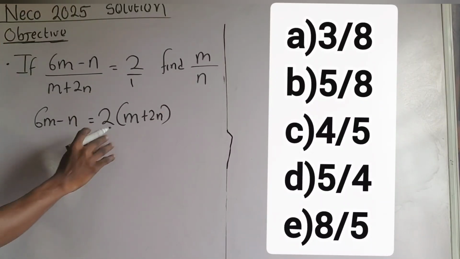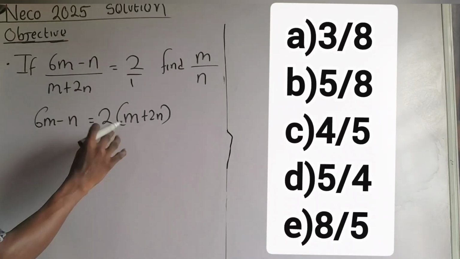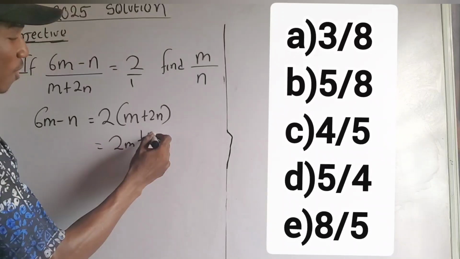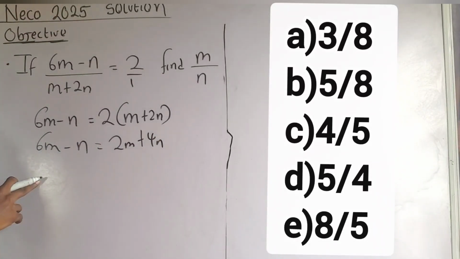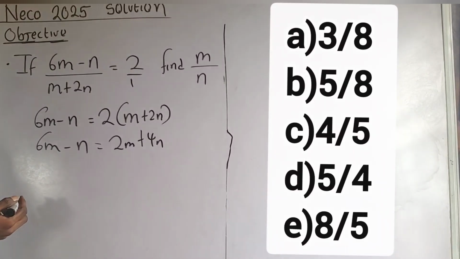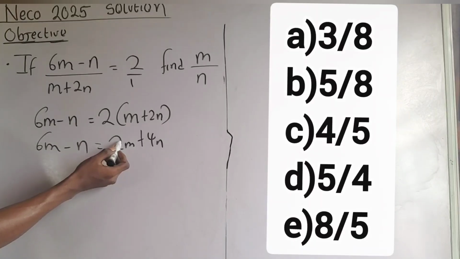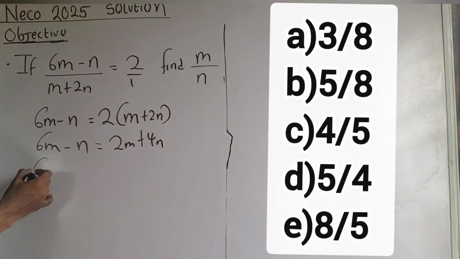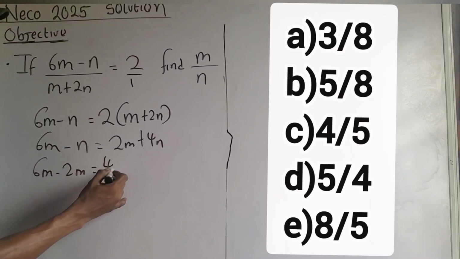You then open the parentheses using the 2. I'm going to have 2 times m is 2m, 2 times plus 2n is plus 4n. 6m minus n. Then, having gotten to this point, the next step is that you collect like terms. So this 2m is going to cross the equals to sign to the left hand side. I'm going to have 6m minus 2m. Then I'm going to have 4n.